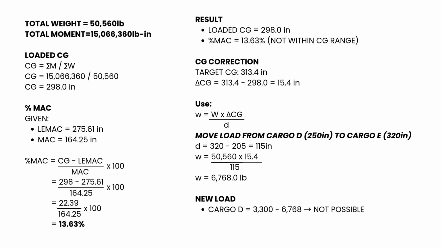To correct the CG, we shift weight aft. We use the formula here, where total weight is equal to 50,560 pounds. We choose to move cargo from a forward compartment to a rear compartment. First, we attempt shifting from compartment B at 205 inches to compartment E at 320 inches. Distance D is equal to 320 minus 205 equals 115 inches. However, solving gives a required weight larger than available, so the shift is not possible.